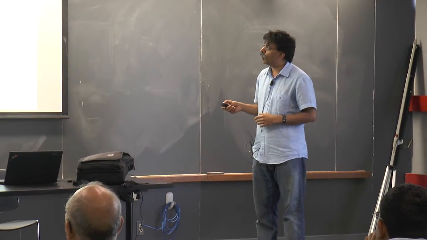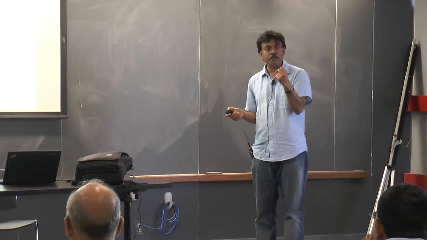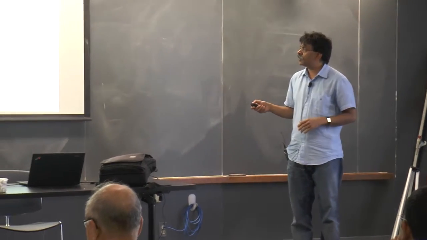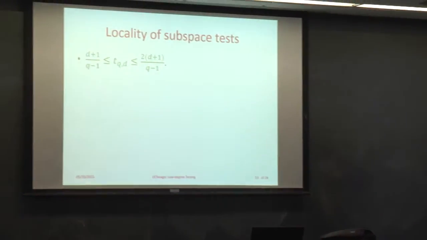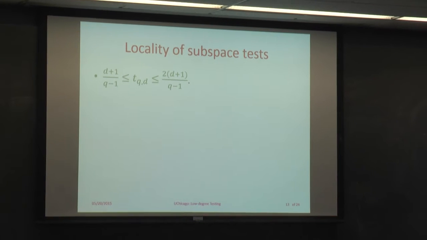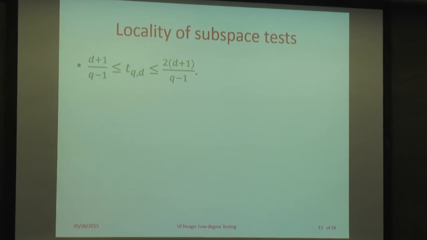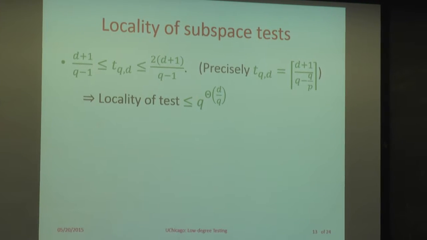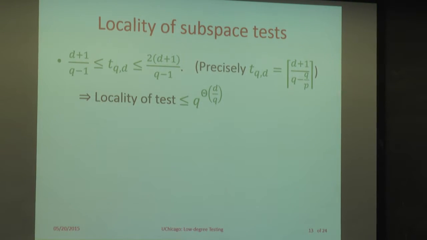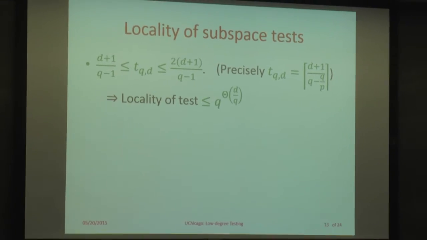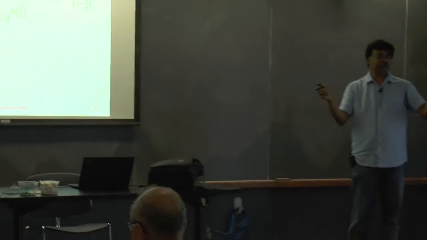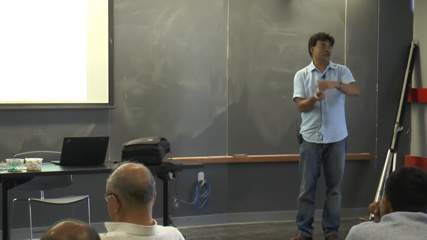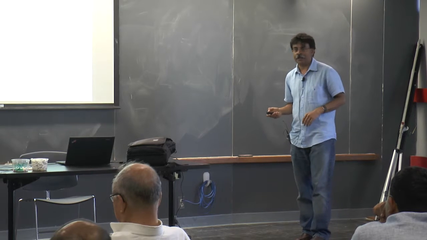So, like I said, what does t sub q,d look like? What is the smallest dimension to which you can restrict and hope to have a successful test? It is some number between d over q and twice d over q, and that is as much as I want you to remember. So, the locality of the test that you are looking at is something like q raised to the power d over q. If d happens to be less than q, then think of this as q. If d is greater than q, then look at the ratio of the two, and that is roughly the dimension of the space that you are looking at.